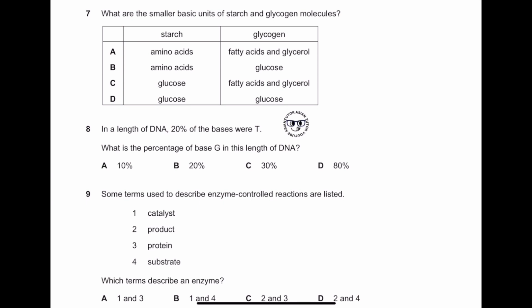Number 8. In a length of DNA, 20% of the bases were T. What is the percentage of base G in this length of DNA? So, DNAs have bases in it.